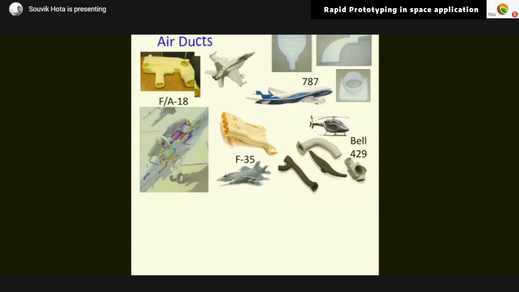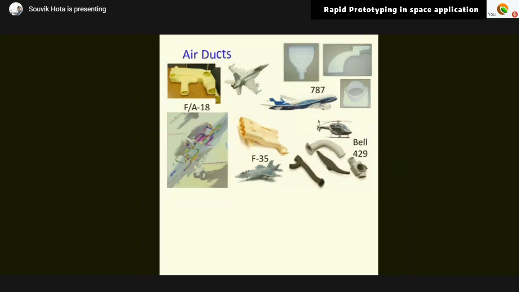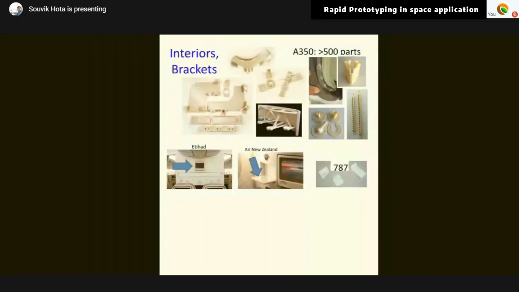And for the Bell 429 aircraft, that is our helicopter, we are also using an air duct which has been made with the help of rapid prototyping. Now we can see some interior and brackets. This is some interior design for A350 aircrafts, where more than 500 parts have been made with the help of these rapid prototyping techniques.